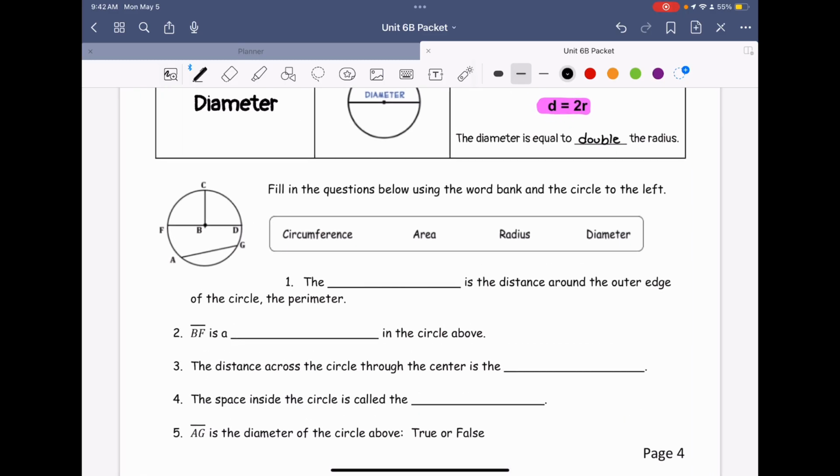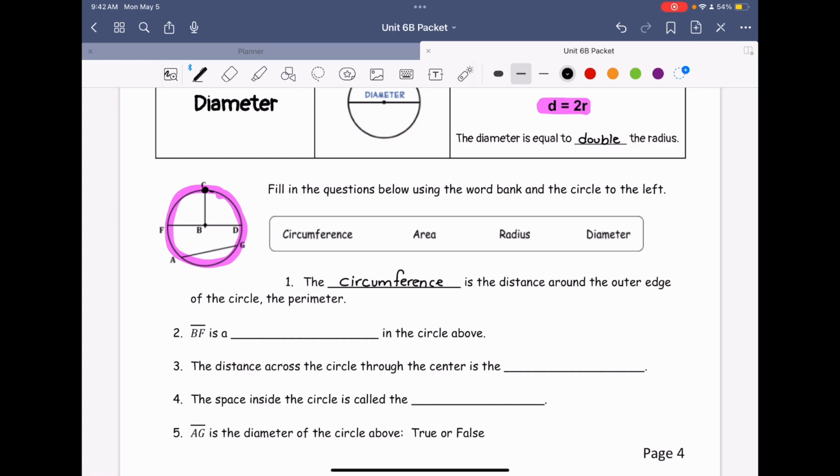Okay. So this outer edge of our circle is creating what we call the circumference. And that is just the distance all the way around the circle. So if I started at point C and traveled or ran all the way around the edge of that circle and back to C, my circumference would be the total distance that I just ran.